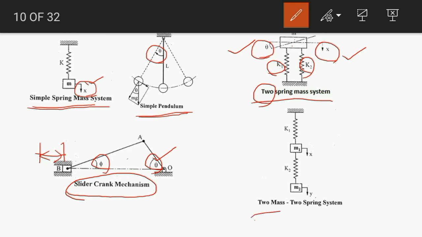Okay, next one is the 2 mass 2 spring system. Here we can see that there are 2 masses m1 and m2 and 2 springs having different stiffness k1 and k2. Here the 2 masses have different displacements x and y, which are independent of one another. So we need to know both x and y to get the configuration at a particular instant of time. So for this system the degree of freedom is 2.